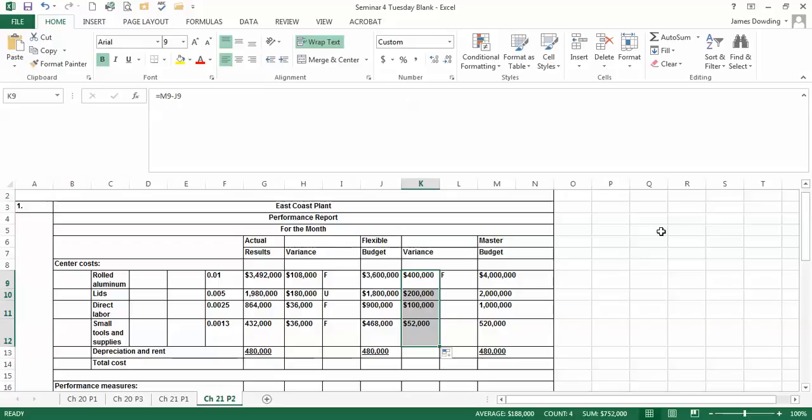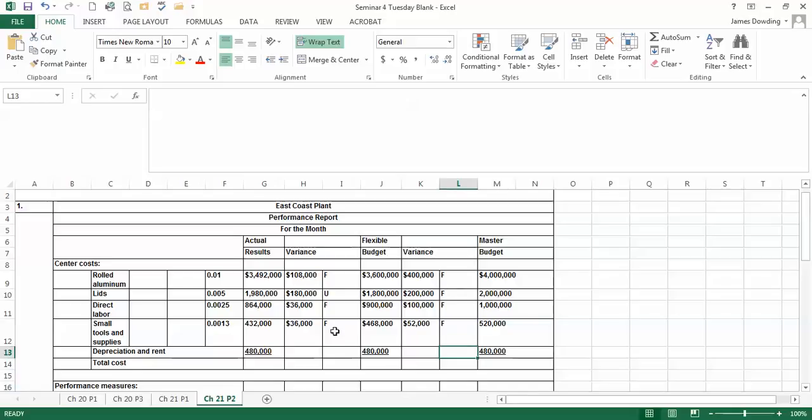In this case we had anticipated 2 million, we only had a cost of 1.8, so again that's going to be favorable. We had anticipated costs of 1 million, but we only had costs of 900, so that's going to be favorable. And 520,000, and we only had 468, so once again those are favorables.